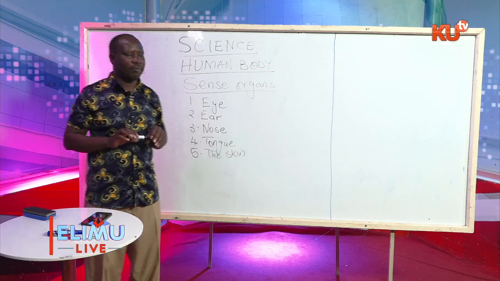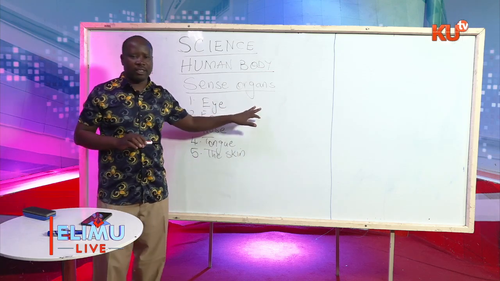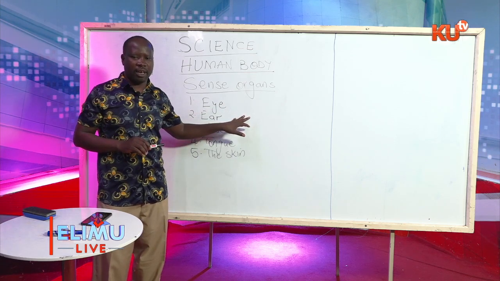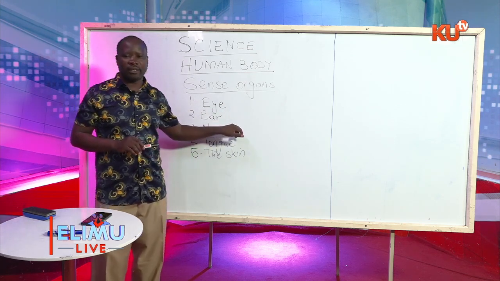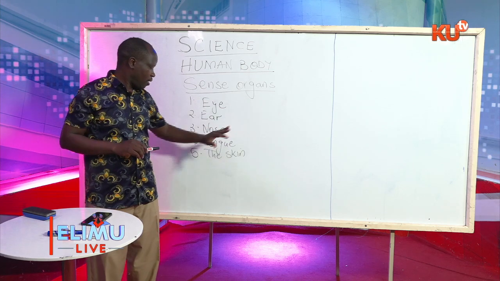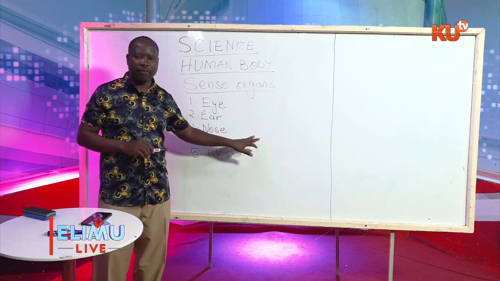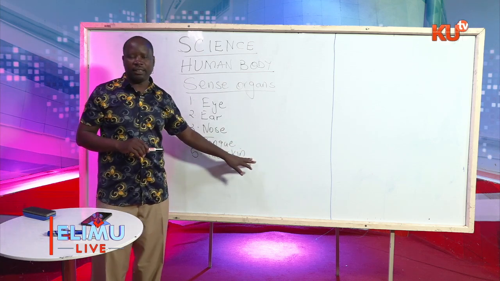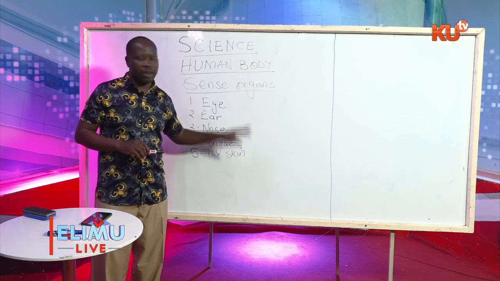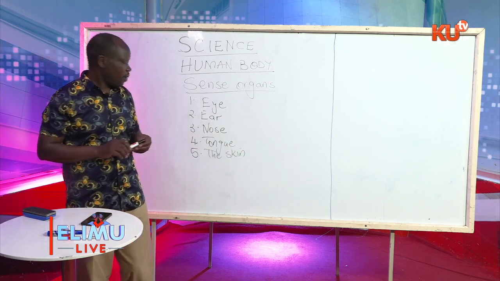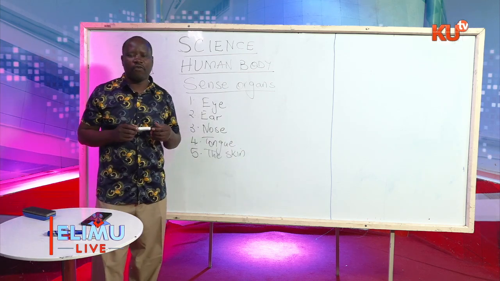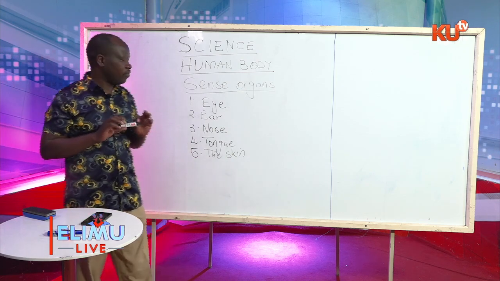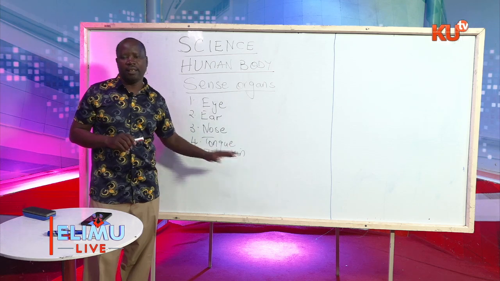We have seen the first one. The eye is the first sense organ. Then the ear is the second sense organ. The nose is the third sense organ. The tongue, the fourth sense organ. And the skin is the fifth sense organ. So this means we have a total of 5 sense organs on our bodies, as listed here.